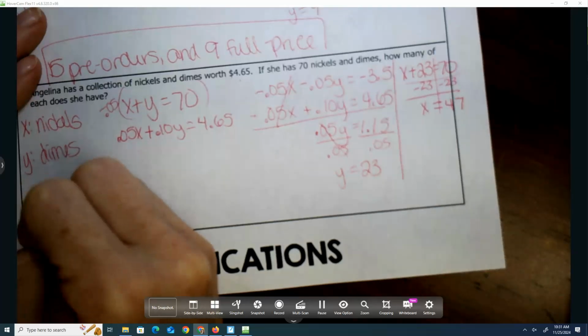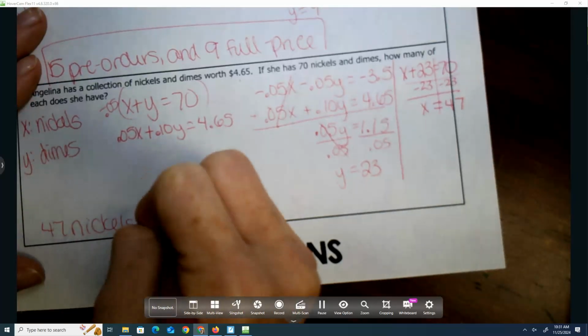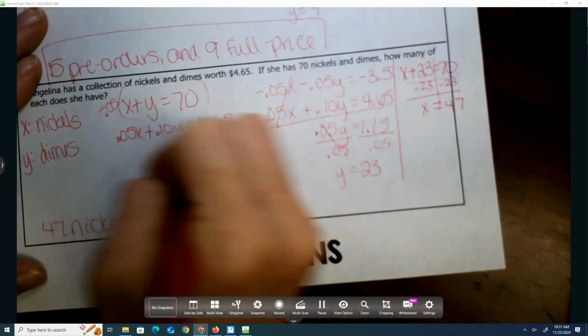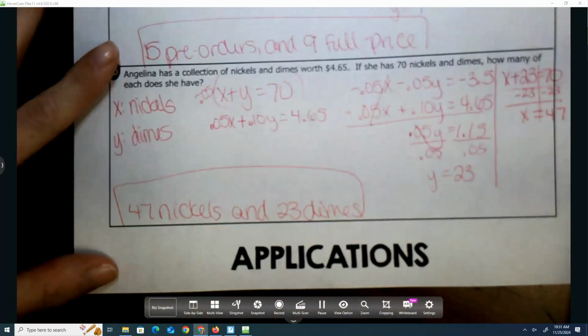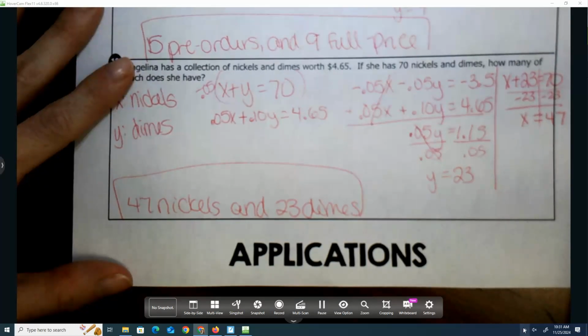47 nickels and 23 dimes. Good. All right. This is our stopping point for today.